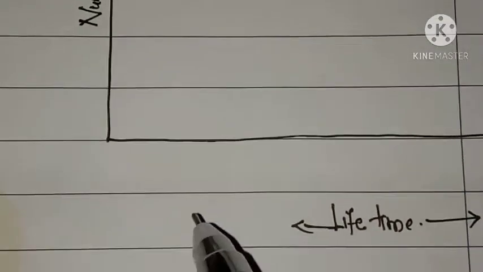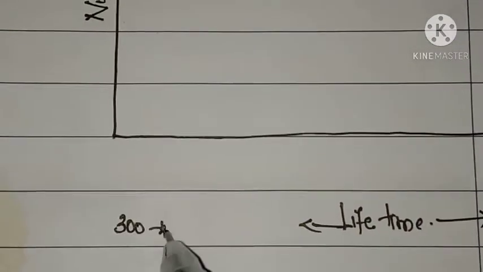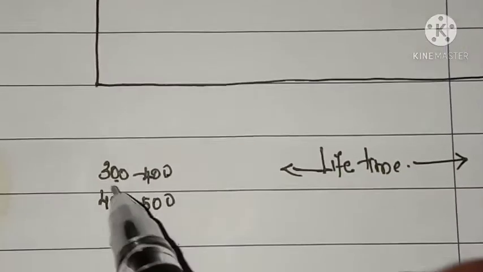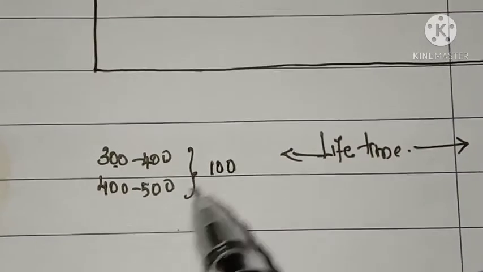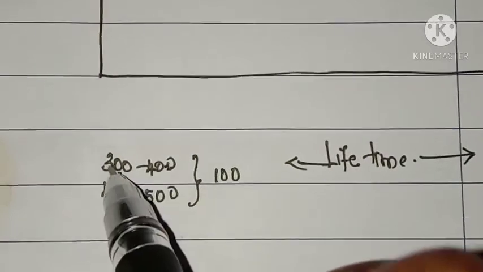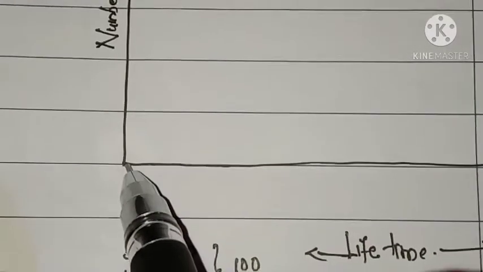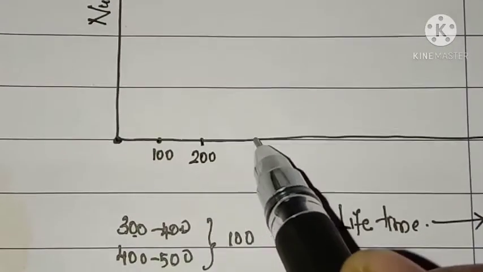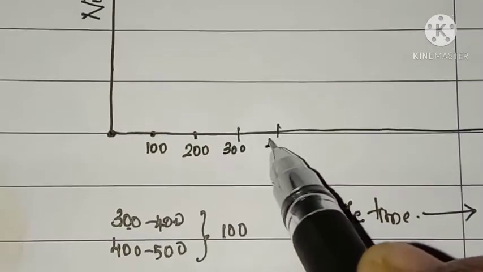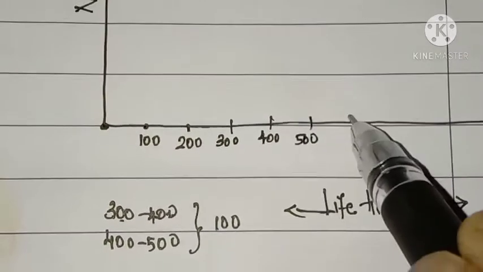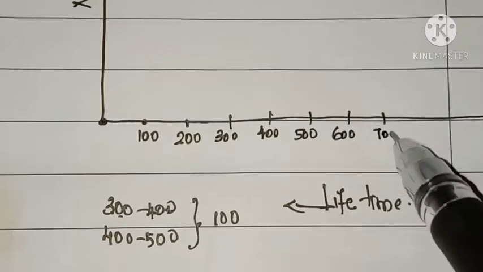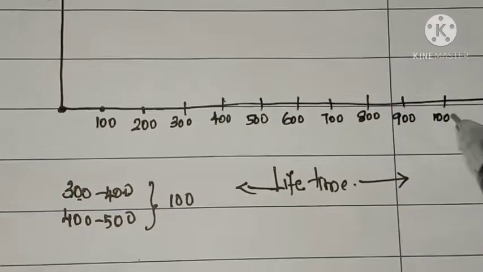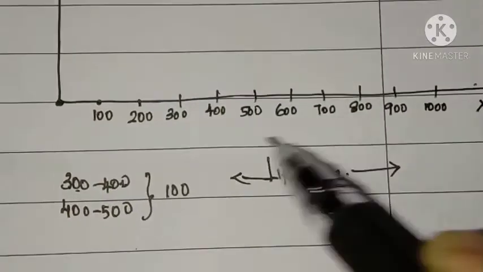Now see the class intervals starting from 300 to 400, 400 to 500 and so on. Each of these classes has a class size of 100. What is the difference between upper limit and lower limit? It is 100. So along the x-axis you can consider these points as 100, 200, 300, 400, 500, 600, 700, 800, 900 and 1000. So this is the x-axis.